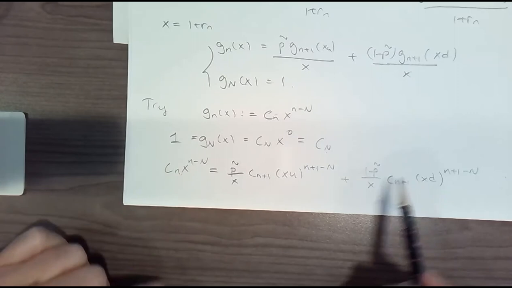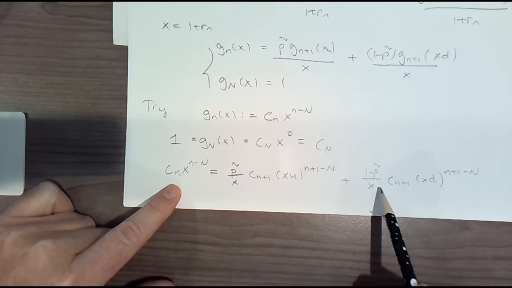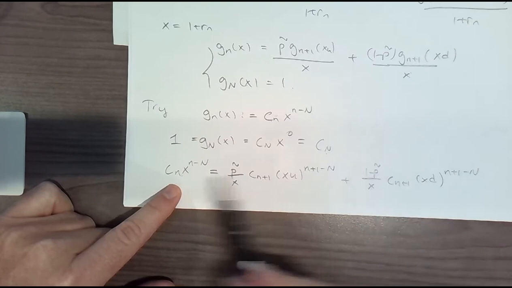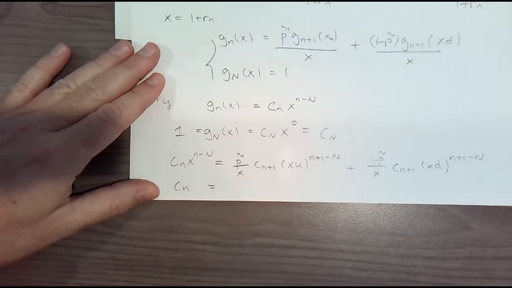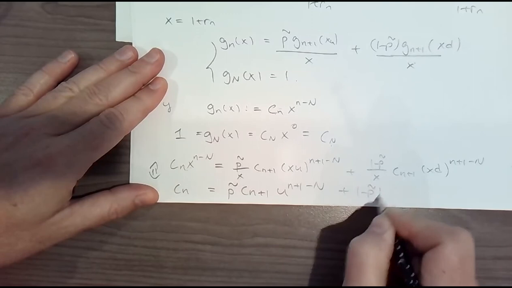And you can see the thing that makes everything work is that I'm dividing here by x, because it will cancel out that one power here for the x, but not for the u. And the same thing over here, I'm dividing by x, so you get n plus 1 minus 1 because you're dividing by x. And so the powers match up for x. And you're going to get that c_n is equal to p tilde c_{n+1} u^{n+1-n} plus (1 - p tilde) c_{n+1} d^{n+1-n}.